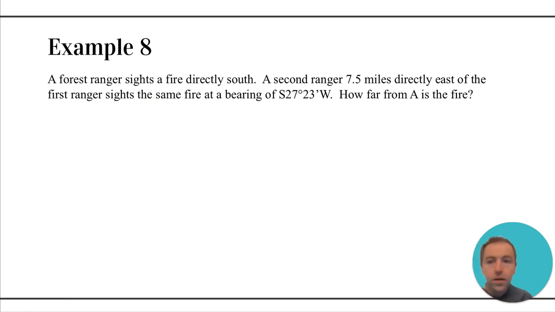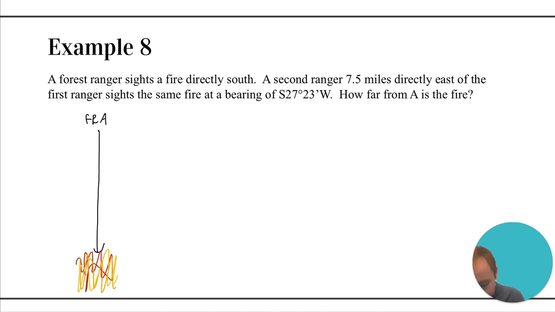All right, so let's sketch this out. So we have the Forest Ranger A, let's call them, that is sighting a fire directly to the south of them. So in this direction, everything is all up in flames over here. Right. There's a second ranger that is 7.5 miles directly east of the Forest Ranger A. So east would be in this direction. You have the second Forest Ranger, we'll call them Forest Ranger B. And they also sight the same fire.